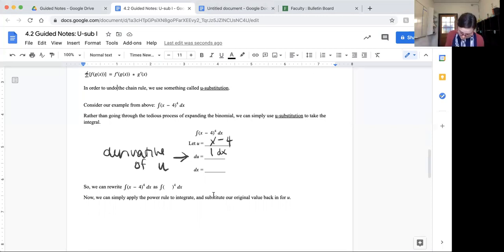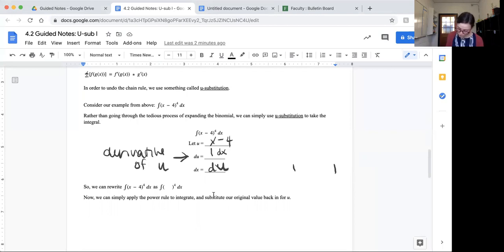And then this last blank, it says dx, and you already have dx right here. So this dx down here is the same dx. Since you know du is equal to 1 dx, then you know that dx is going to be equal to, well, you don't actually even have to solve. Maybe you'd have to divide by 1, but that doesn't do anything. So we know that dx is equal to du.